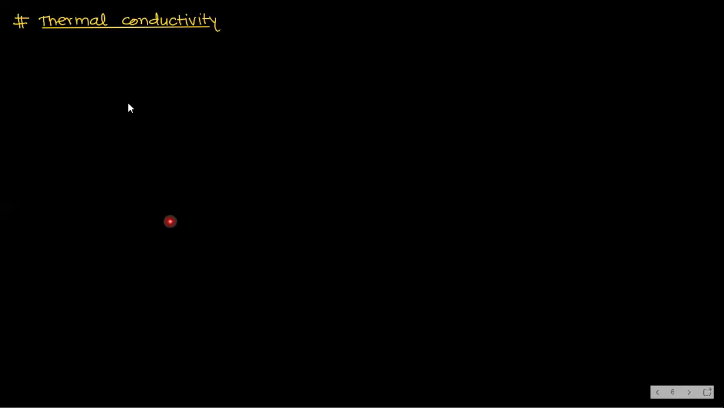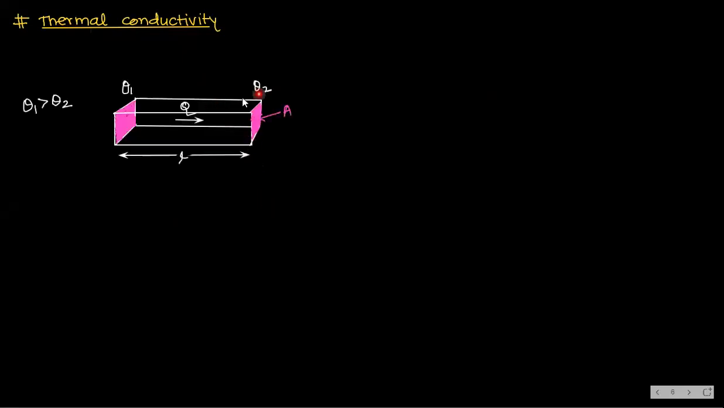So let's move ahead. And now thermal conductivity. So see, I am taking one conductor whose area is A. At this end, temperature is θ1, temperature is θ2 at another end. And you can see here Q direction is this side. It means θ1 is greater than θ2. And length of this conductor is L.